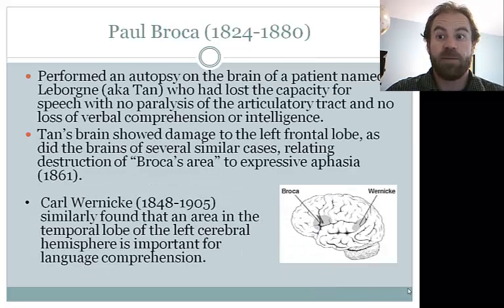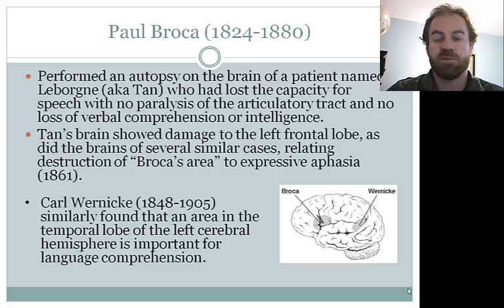Around the same time, actually about a year after Gage died, a French physician by the name of Paul Broca conducted an autopsy on a patient known as Tan. Tan had apparently lost the capacity to produce language. The autopsy showed damage to the left frontal lobe, leading Broca to hypothesize that this specific region of the brain was responsible for speech production. Later evidence has corroborated this claim.